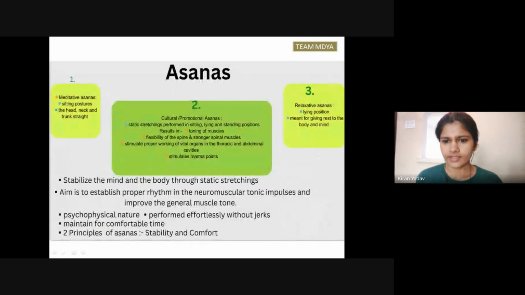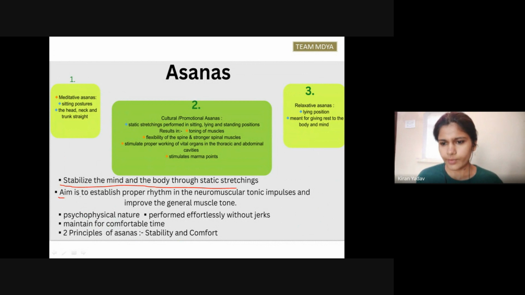So first, asanas. Asanas stabilize the mind and the body through static stretching. Static stretching means when we do an asana and we hold that posture. For example, we are doing bhujangasana, and when we hold the final position, stretching takes place in that final position. So this is static stretching, when you are not moving your body. Our aim is to relax the body in the final position, so it stabilizes the mind and the body.